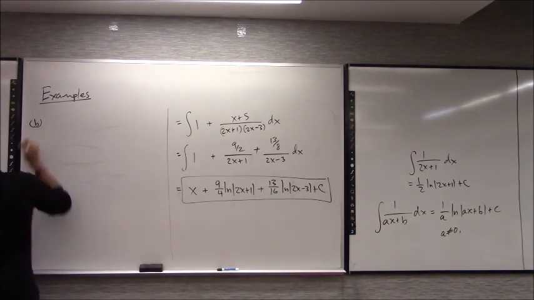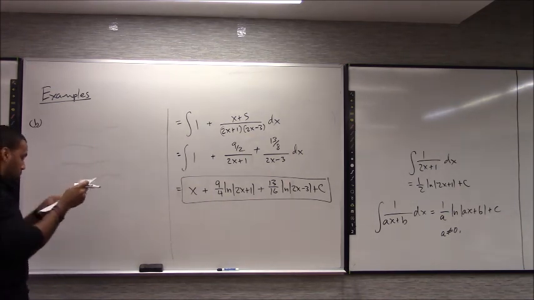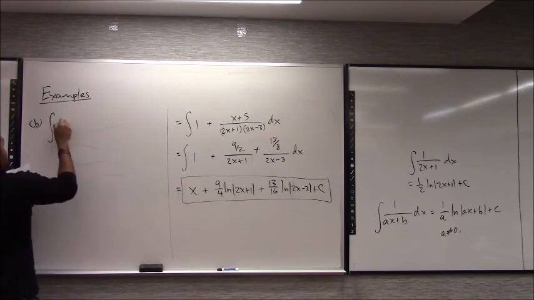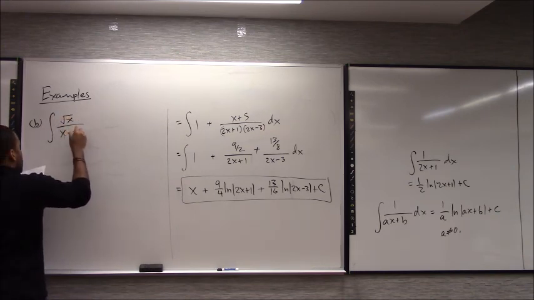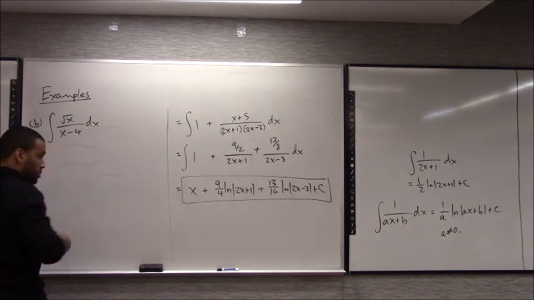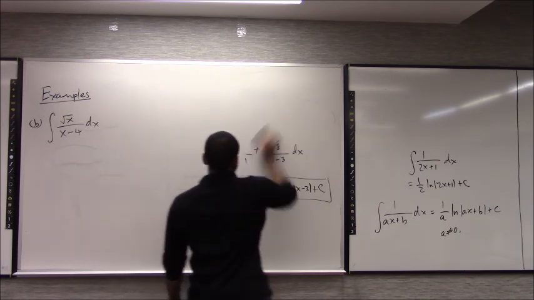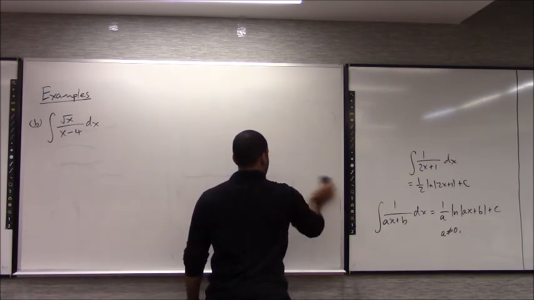Try B. B was the square root of x over x minus 4. So the first thing I did was I squared it, and I got x over x minus 4 squared. You cannot do that. Illegal.